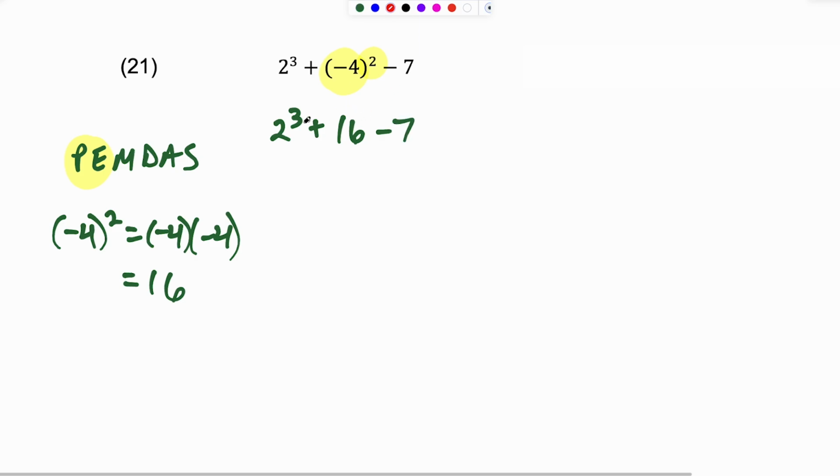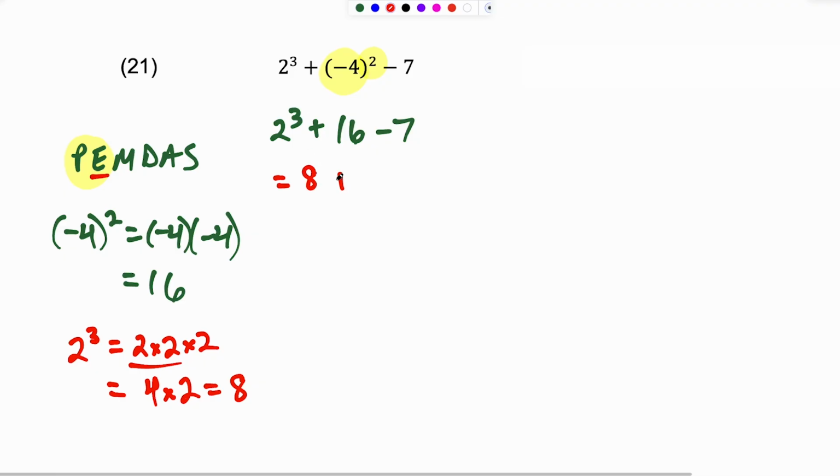And then next, we look at these three terms here. We have an exponent, we have addition and subtraction. The exponent is going to outrank the others. So next we're going to do 2 to the third power, which is the same thing as doing 2 times 2 times 2. If I do this in pieces, 2 times 2 is 4, and then times 2 again gives us 8. So 2 to the third power is 8, and then we have plus 16, and then minus 7.